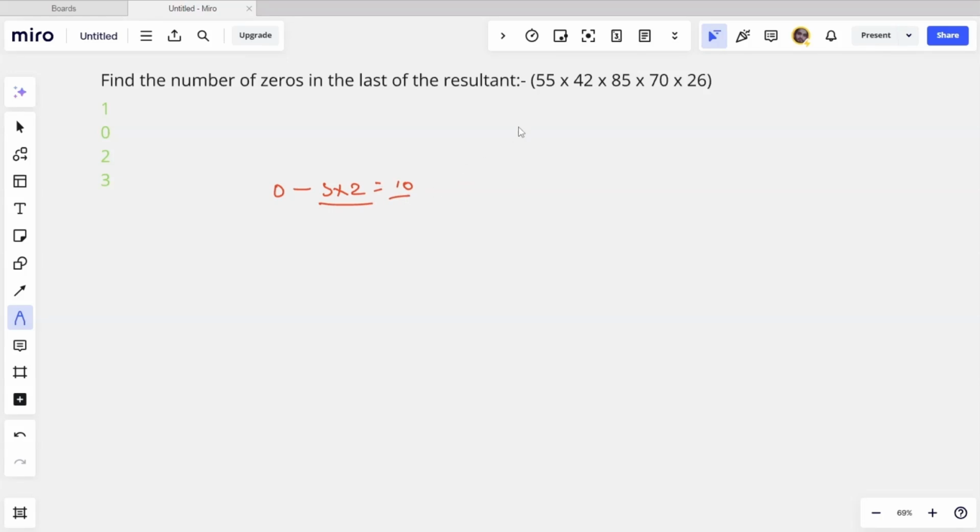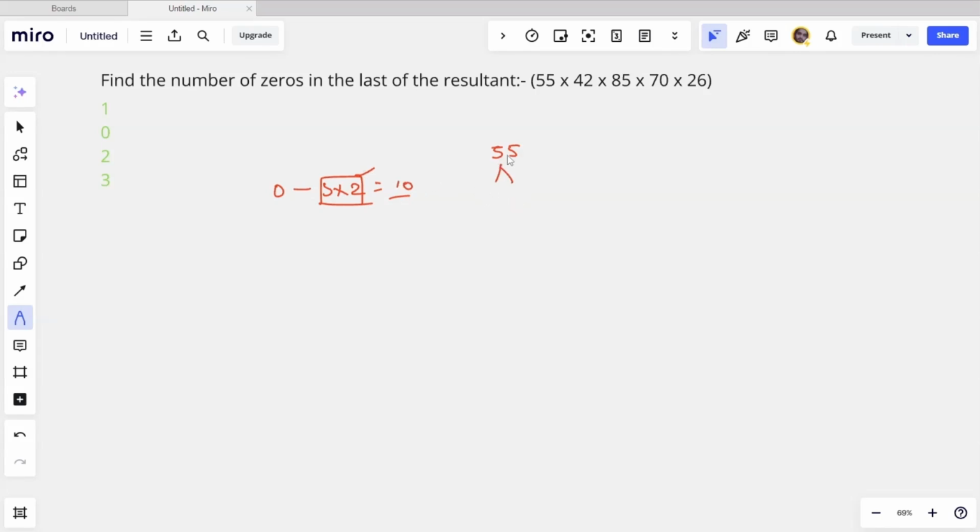Okay, so what we will do to check how many zeros are in the product of these numbers. We will simply find out, as the first step, the prime factorization of each number, and finding prime factorization is very easy. And once we have the prime factorizations, we will check how many pairs of 5 and 2 we can make, and as many pairs of 5 and 2 as there are, that many zeros will be there.